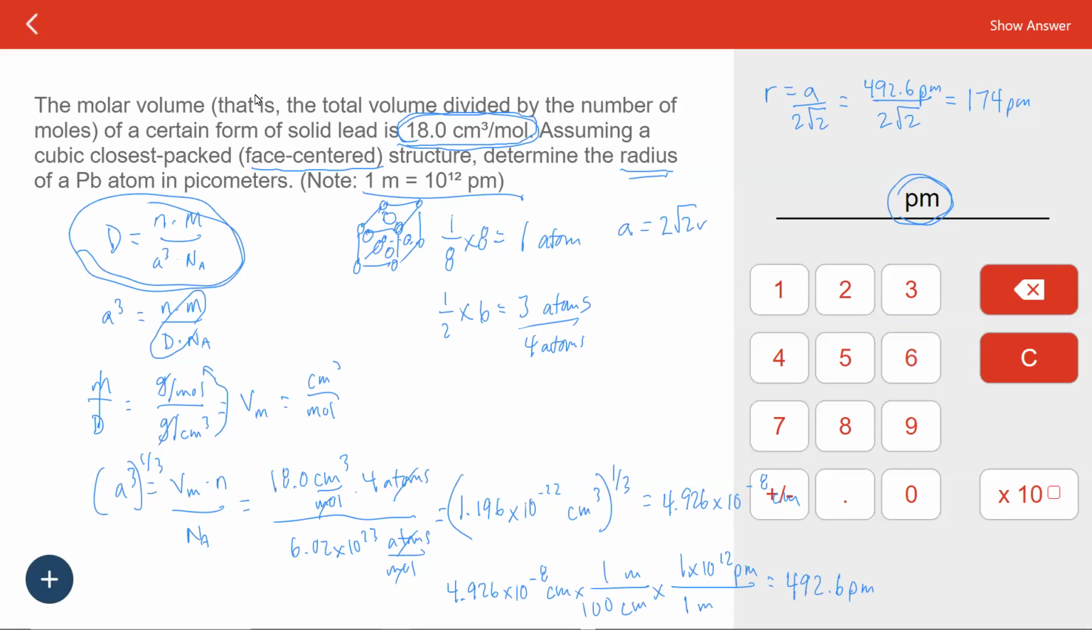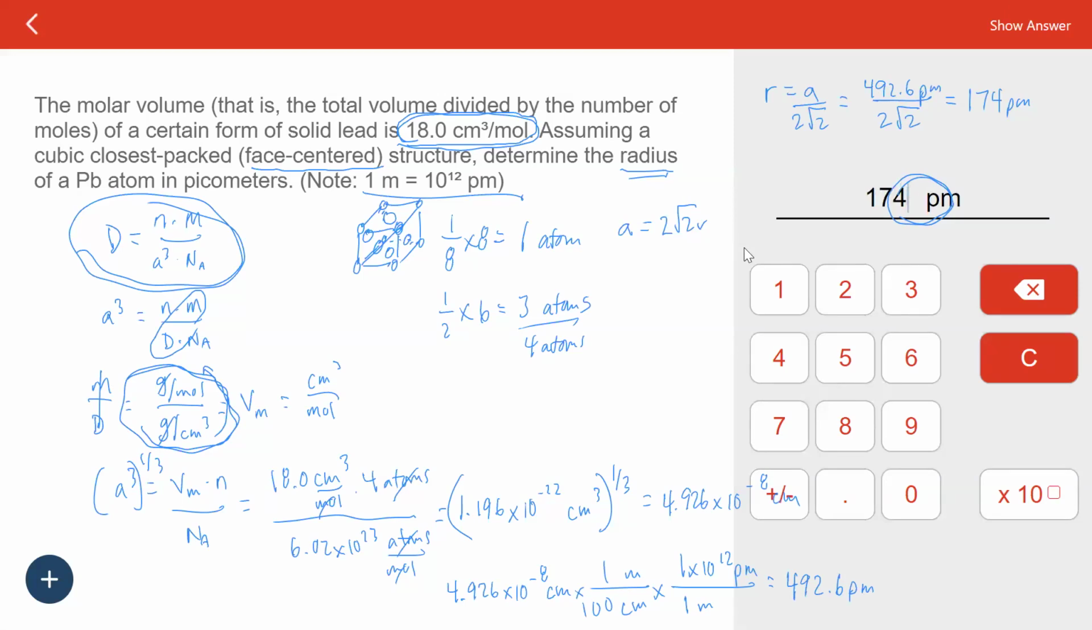And the key thing here is following the units. So I was able to see that molar volume is a combination of the molar mass and the density. And so we were able to rearrange that equation and use it to solve for A, which then we could solve for R of these atoms. And in this case, we get 174 picometers.